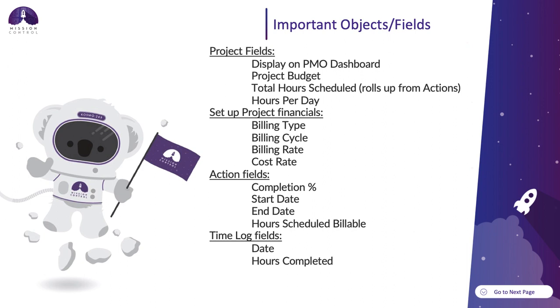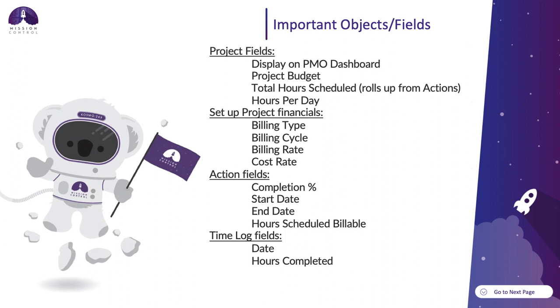When using the PMO dashboard and viewing the cost performance and schedule performance index, there are a few fields on different objects that you'll want to take note of, especially if you're seeing values that don't seem to align with your project. On your project level, there is a field called Display on PMO Dashboard, and this will determine which projects get displayed on the dashboard. The project budget, total hours scheduled, and hours per day are also considered in the project. Setting up your project financials is key to using this feature, as the rates and values will be used in determining the earned value, planned value, and actuals.